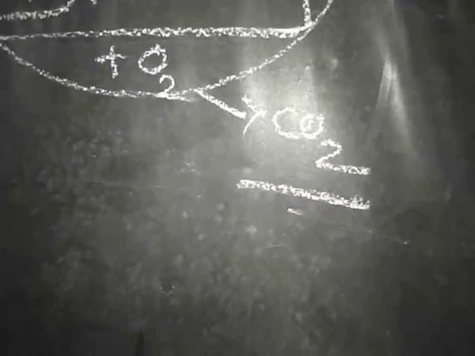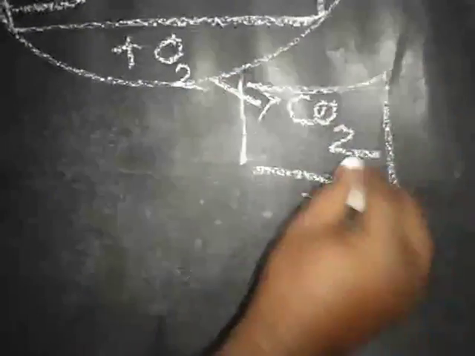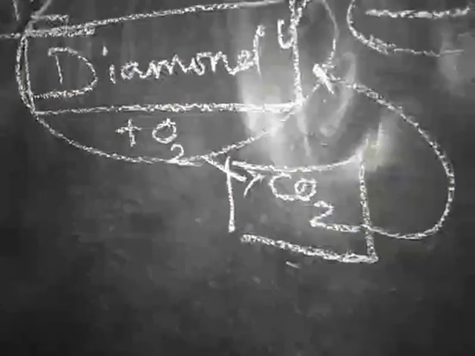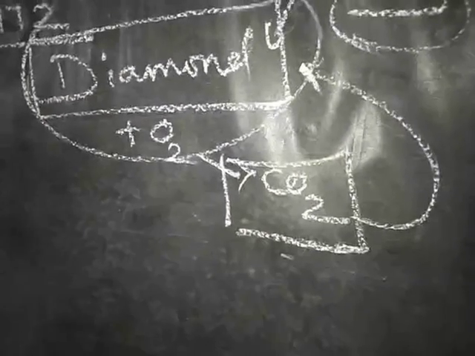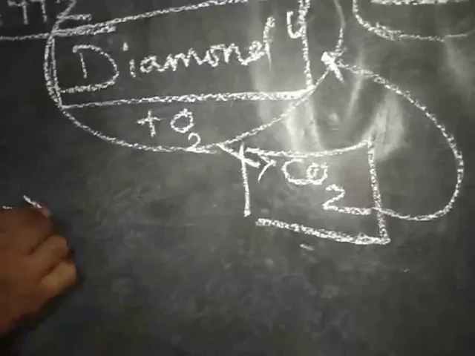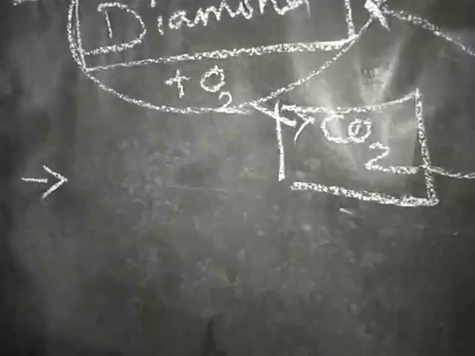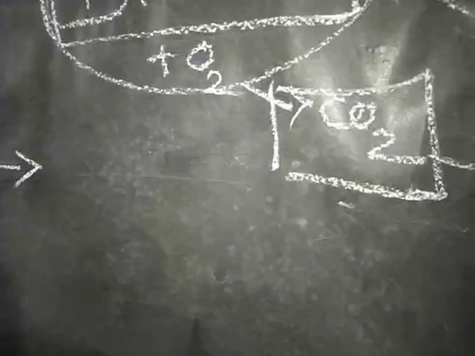After burning up the diamond, they weighed the carbon dioxide. That weight is equal to the original weight of the diamond. In this way they concluded what? Different types of materials contain the same element. Which one?